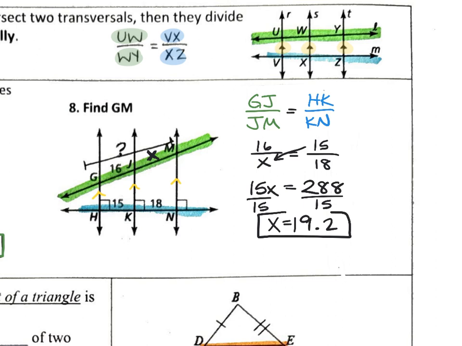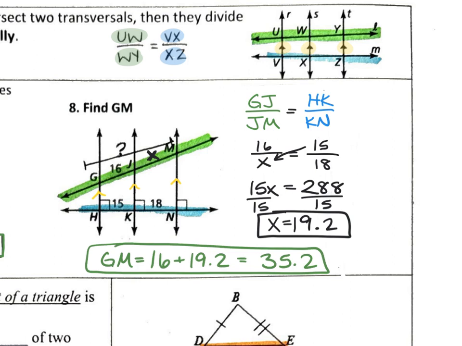Great. Does this answer the actual question? No, because remember I asked for GM. GM was the entire distance of the green part, so from G to M, which means GM is going to be equal to 16 plus that value X we just found, the entire distance. So if we do 19.2 plus 16, we get 35.2 units. So that's the actual answer here. Make sure you know what the question is asking so you answer the right question.